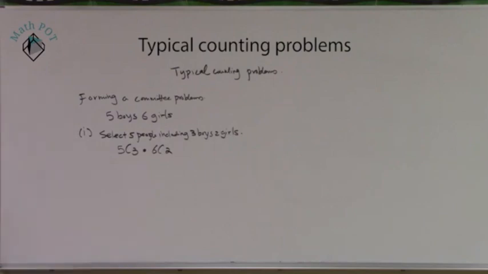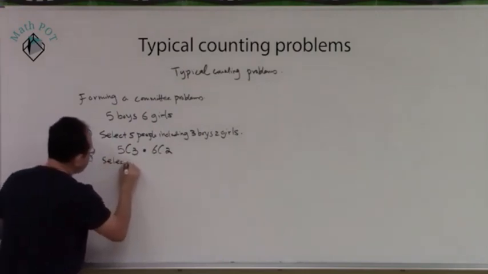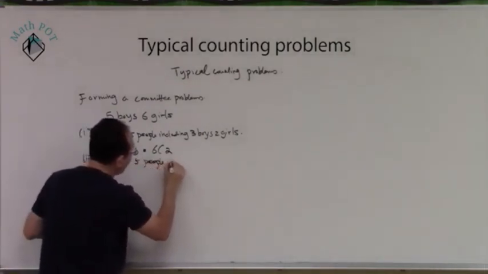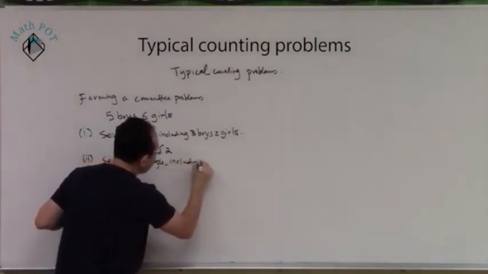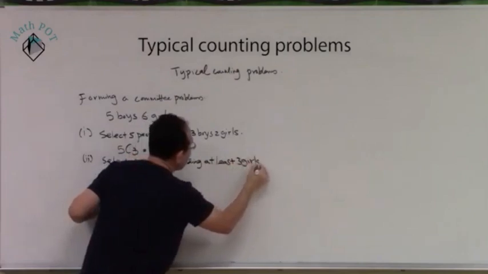So next one. How about we want to select five people, including at least three girls? Let's see. The next typical problem is one you definitely need to understand: select five people, including at least three girls. Let's see how many ways are possible.